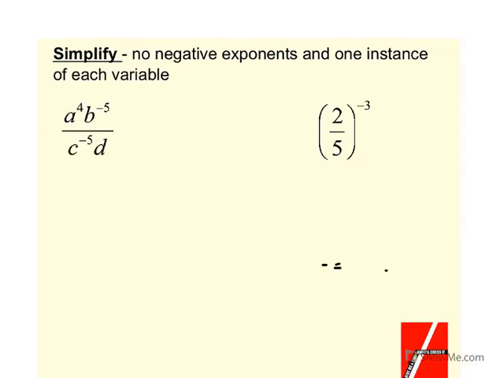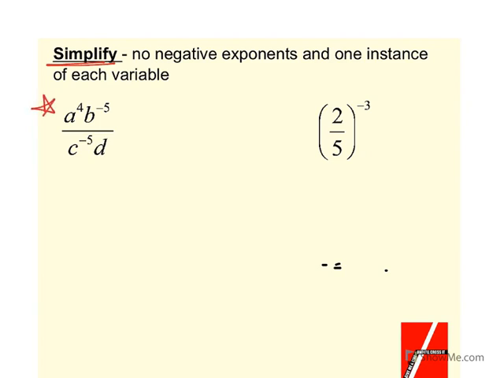Let's look at these two and make sure that when we simplify, we will end up with no negative exponents and only one instance of each variable. And what I mean by that is you'll only have each letter once in your final answer. You're not going to leave a b in the numerator and a b in the denominator. You'll combine like terms. So look at this example right here.